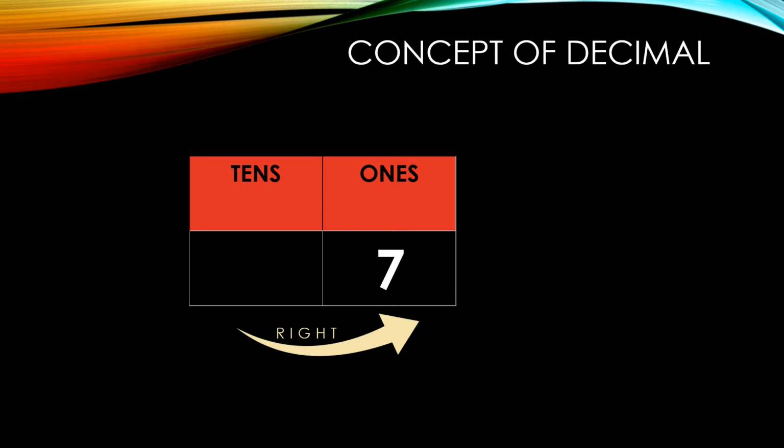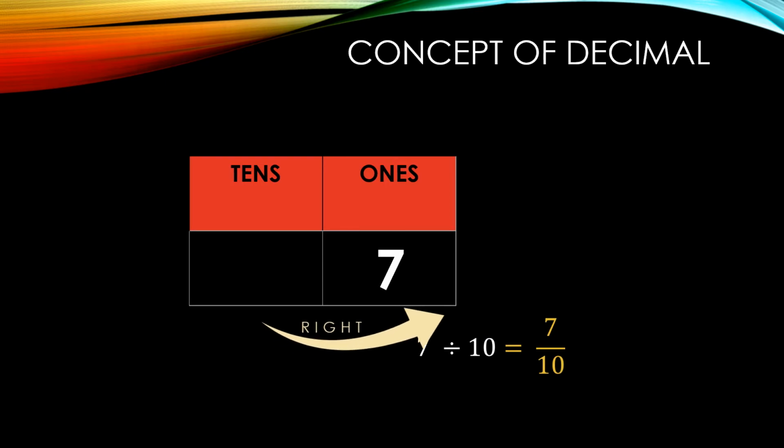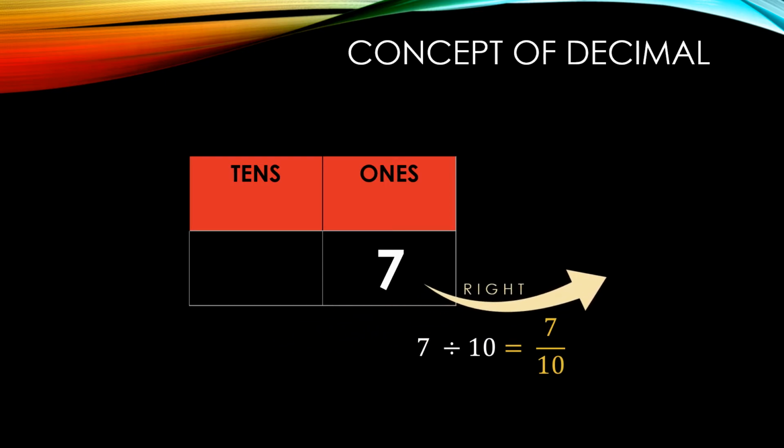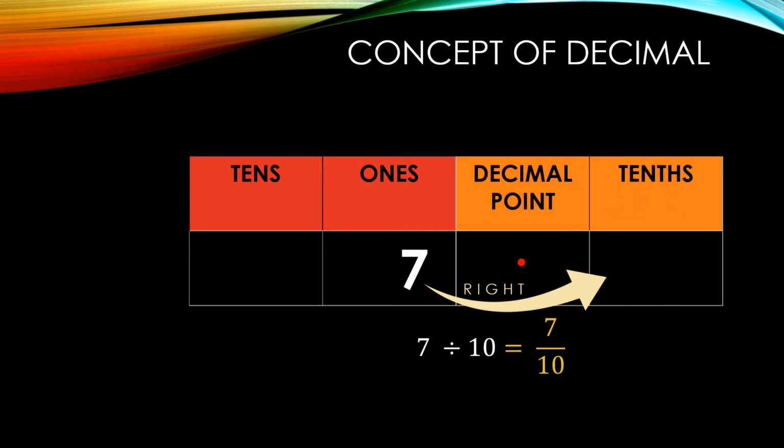Let us divide 7 again by 10. 7 will jump one more column to the right. So we add one more column called tenth in the place value chart. Then why is there a decimal point? Since 7 upon 10 is a fraction with a value less than 1, we separate 7 upon 10 by a point called a decimal point.